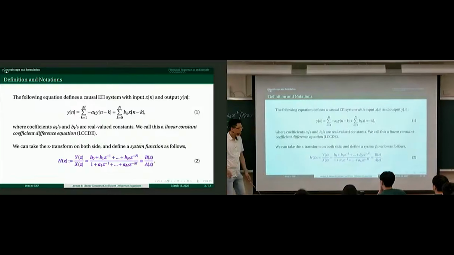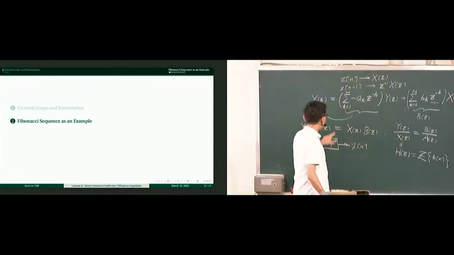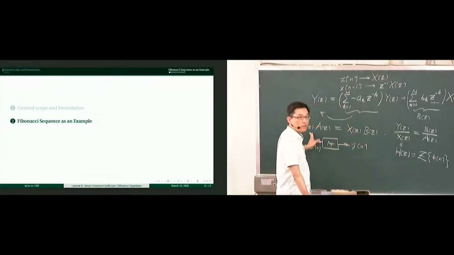Anyway, so let's go to the next. So those are the general scope and formulation. We have the z transform. We apply the z transform to a difference equation, and now we have Y A equals X B. Any difference equation can be transformed to this equation in the z domain, right?